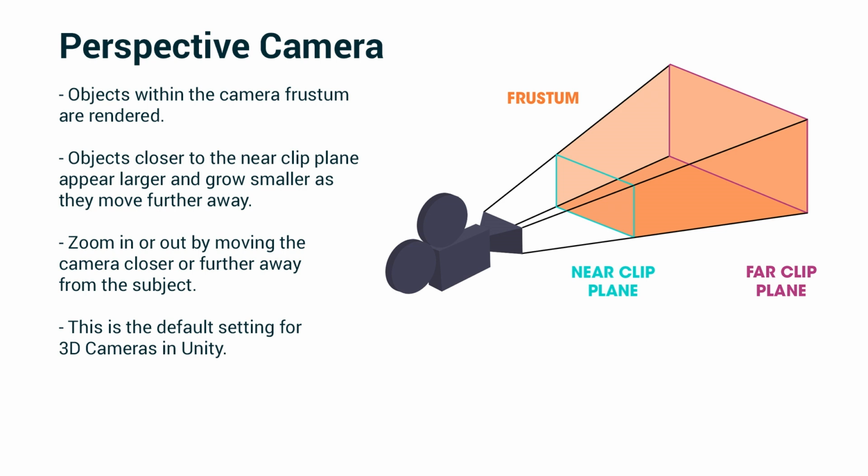Now this is strange to explain, right? Because this is familiar behavior. This is the way our eyes work as well, right? So if something is close up, it appears large, and if it's further away, it appears small. This is not, however, the case with an orthographic camera, which we'll see in a moment. So in order to zoom in or out with the perspective camera, we can move it closer or further away from the subject. And perspective projection is the default setting for 3D cameras in Unity. So if you make a new 3D camera and the editor is in the 3D mode, it's going to create a perspective camera.